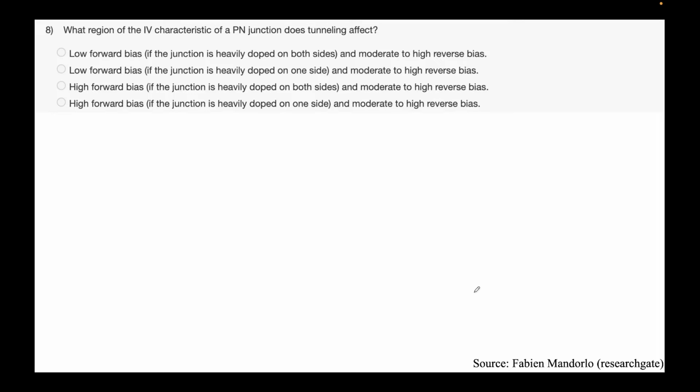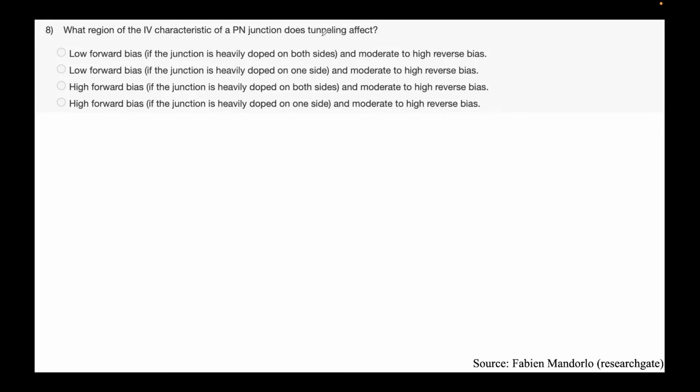A couple of problems that I could not cover regarding the reverse bias of the PN junction, we'll discuss them here. So the first question for today is that we need to determine what region of the IV characteristic of a PN junction tunneling affects. So we need to analyze the IV characteristic of a PN junction with this phenomenon called tunneling.